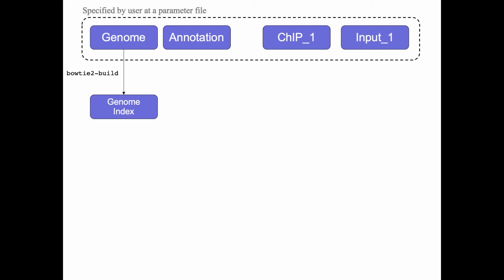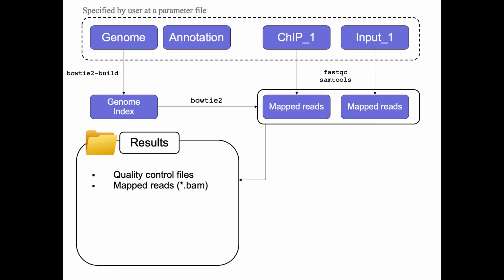So once you have done this, ChIP-seq samples are going to be analyzed in quality controls like FastQC, for example, and those reads are going to be mapped to the genome index by Bowtie2 and converted to .bam files by SAMtools. These mapped reads are going to be stored with quality control files within a results folder in the directory that you have specified in the parameter file.